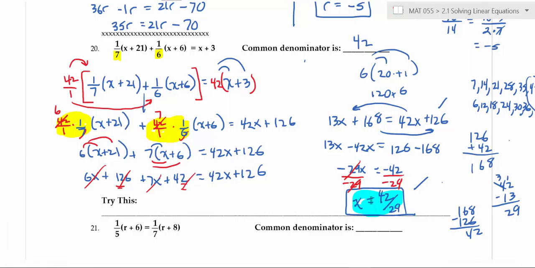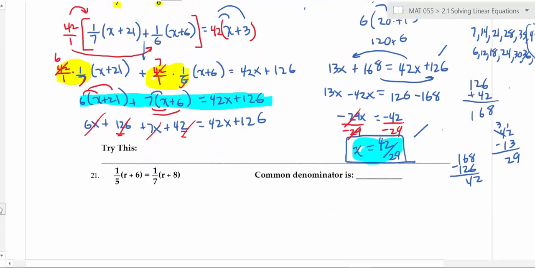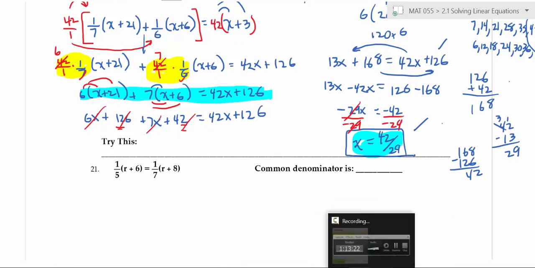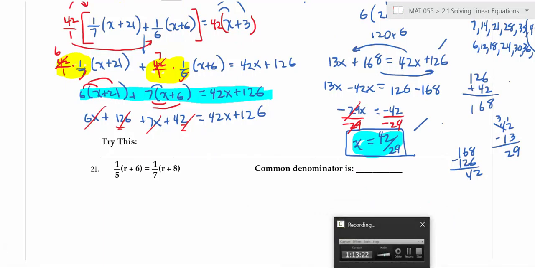The key thing to me, the whole key to this problem, is getting this on your paper. That step right there. If you get that, you're in good shape. Okay, I'm going to let you guys try the next two problems, and we'll see how that goes to kind of finish up this section.